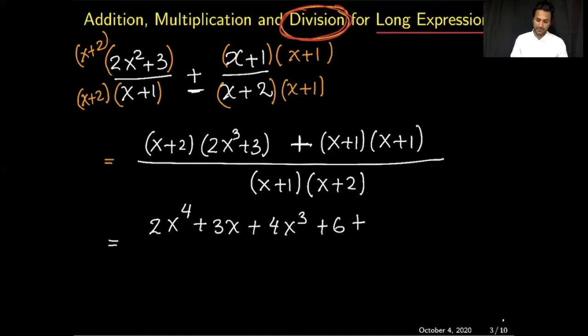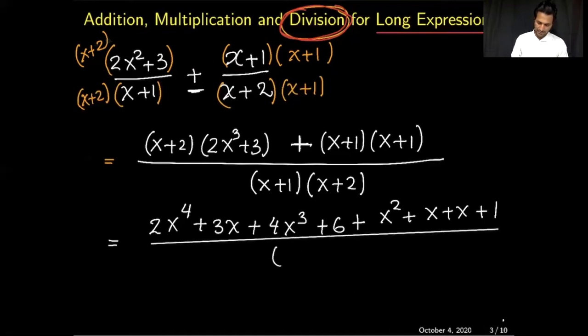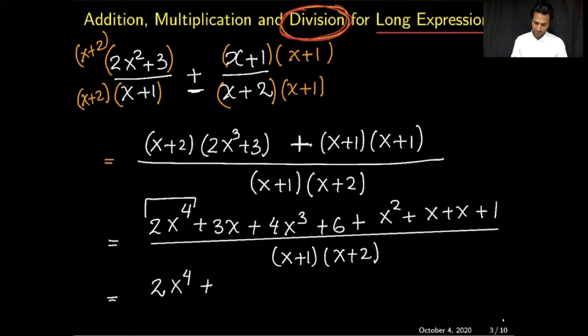Similarly, I will FOIL the second term. I am going to get x squared plus x plus 1, and the whole thing is divided by x plus 1, x plus 2. Now I will perform the addition operation, and it will be performed between the terms that have the same exponent. As you can see, x to the power 4 is only a single term, so it will stay as it is. We have only one term with the exponent 2, so it's going to stay as it is.